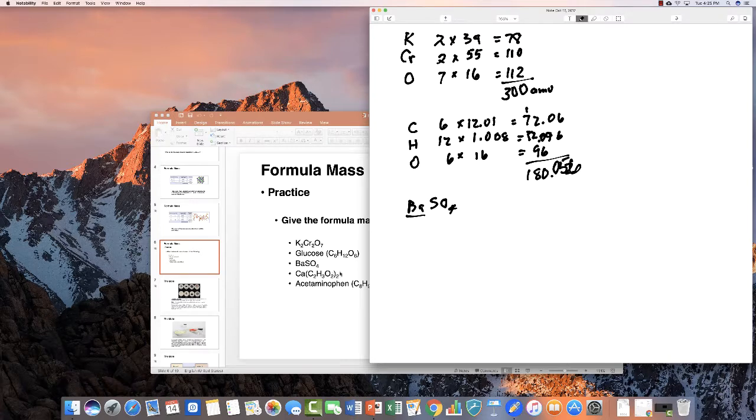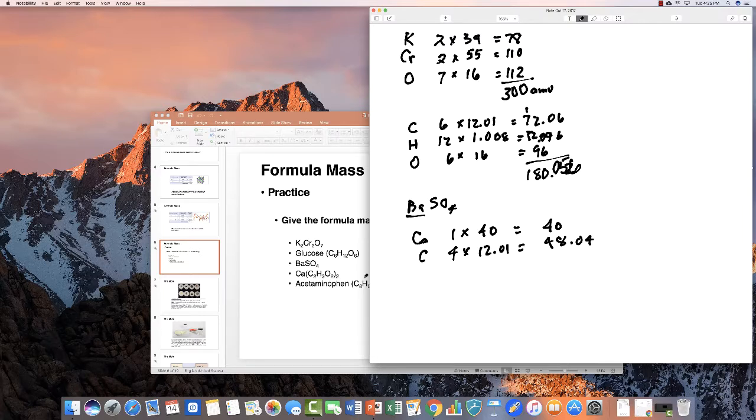Calcium acetate, it's got 1 calcium, and so that's 1 times 40. It's got 2 times 2 or 4 carbons, so that's 12.01 again. So this is 40. This is going to be 48.04.